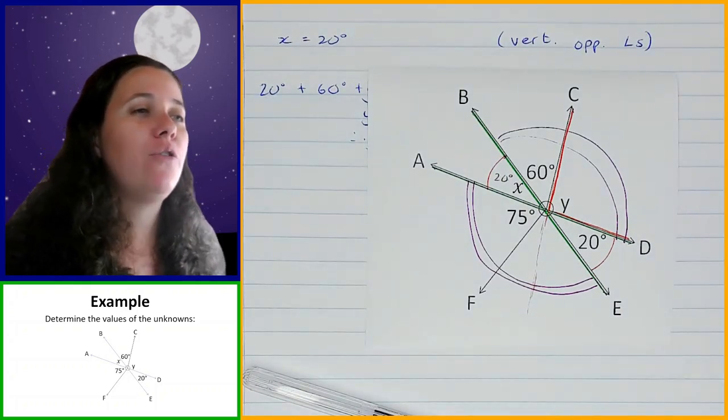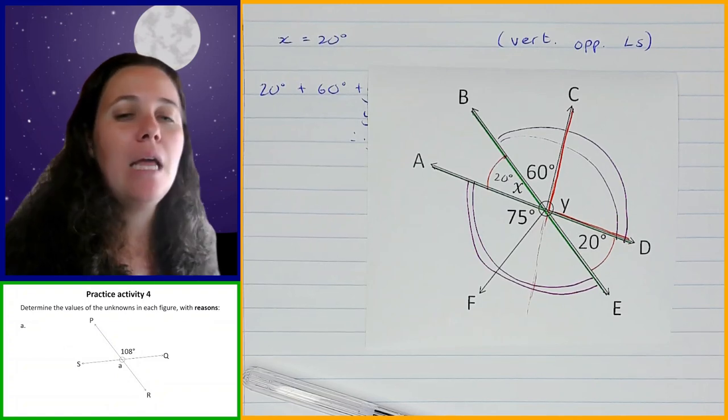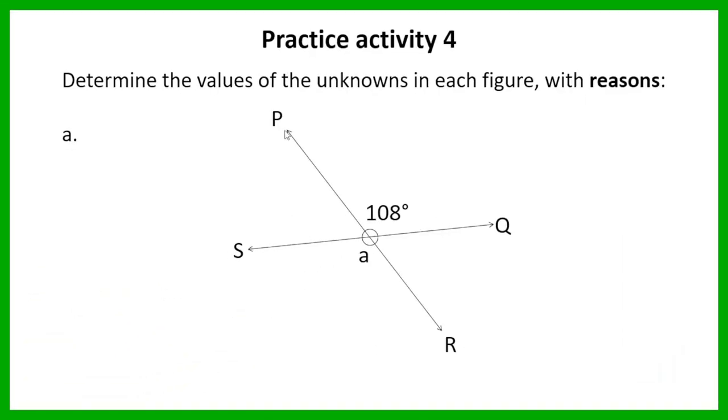Okay, so now I'm going to give you a few that you're going to work on for yourself. The first one is this one over here. We have got the line POR and the line SOQ, and they are intersecting at the point O. You need to work out the value of A. I'm going to give you 1 minute to work that out.